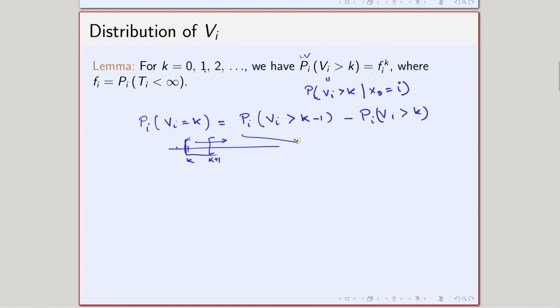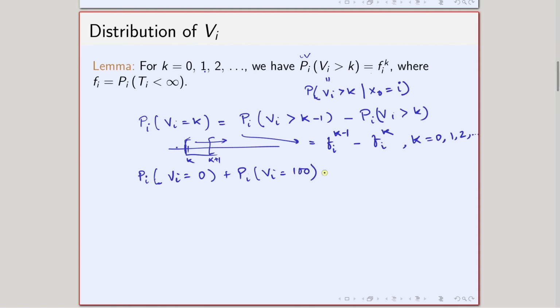And now, the first quantity here is basically nothing but F_i to the power k minus 1 minus F_i to the power k. In this way I can find all the probabilities for V_i equals k, and if I get that, suppose I want to find the probability that V_i equals 0 plus the probability that V_i equals maybe 100.